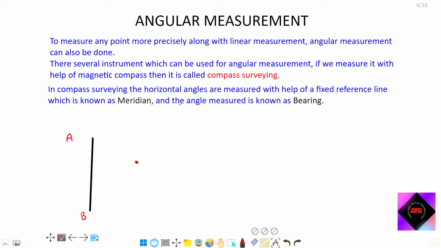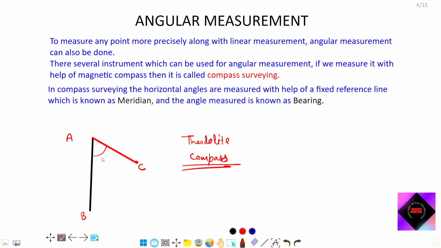Along with our linear measurement, if we measure this angle also, then we will get the precise position of C. In this way, angular measurement works. There are several ways of doing angular measurement. There is the theodolite, and there is the compass. In this video, we will talk about compass surveying and how to use it for angular measurement.